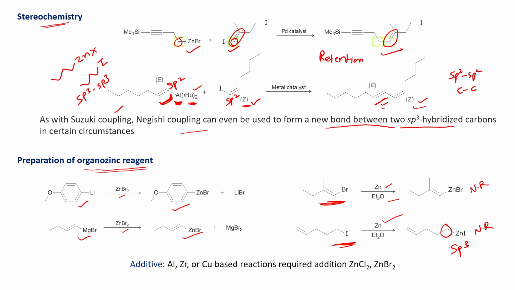Sometimes when you read a research article, you will see in copper based chemistry, some people use zinc chloride or zinc bromide as an additive. So they use it to enhance the rate of reaction. Or there are some reactions where, without adding these additives, zinc chloride and zinc bromide, the reaction does not happen.